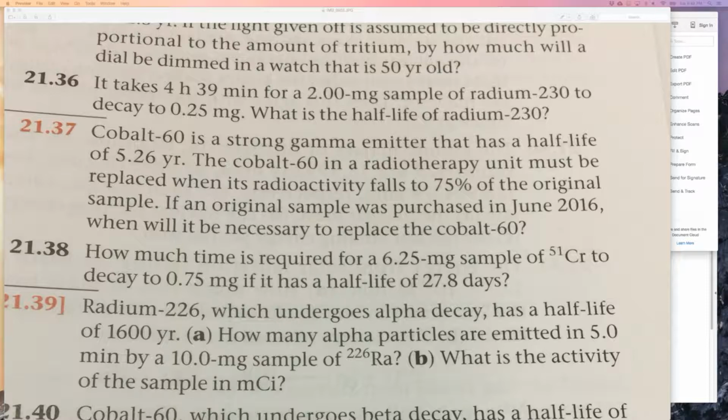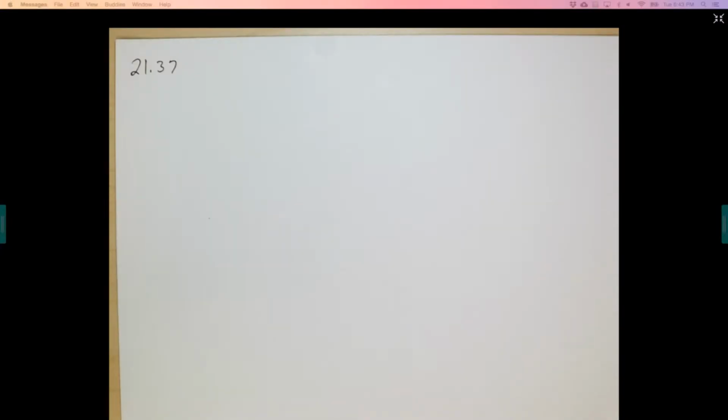They tell us that the cobalt-60 in a radiotherapy unit, which is in healthcare, must be replaced when its radioactivity falls to 75% of the original sample. So that's another value that we're going to be interested in. If an original sample was purchased in June 2016, when will it be necessary to replace the cobalt? So we've got a couple of very important pieces of information here.